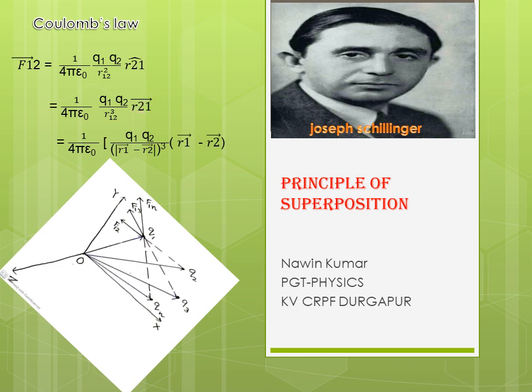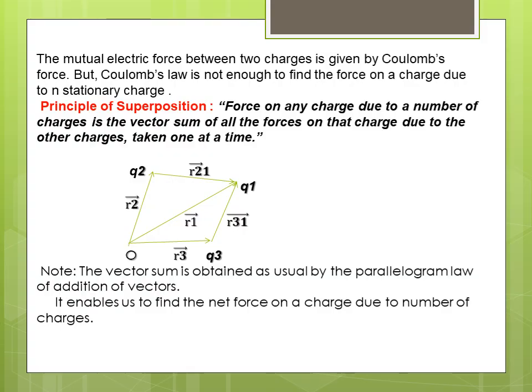And in terms of position vector, it can be expressed as 1 by 4 pi epsilon naught Q1 Q2 by mod of R1 vector minus R2 vector whole cube into R1 vector minus R2 vector. The Coulomb's law in vector form that is given is for two charges only. Now, we want to find out the force on a single charge due to n stationary charges. For this purpose, we have to employ the principle of superposition.